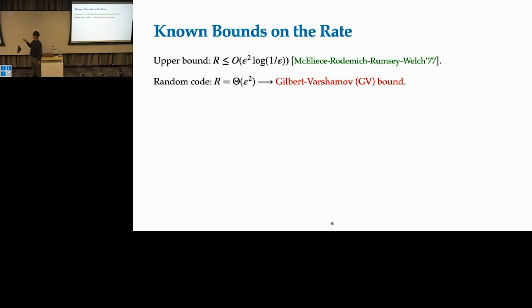Yeah, so actually closing this gap is already an interesting problem. There's only a log 1 over epsilon gap here. But today I'll talk about explicit constructions. So here the lower bound is a random code.